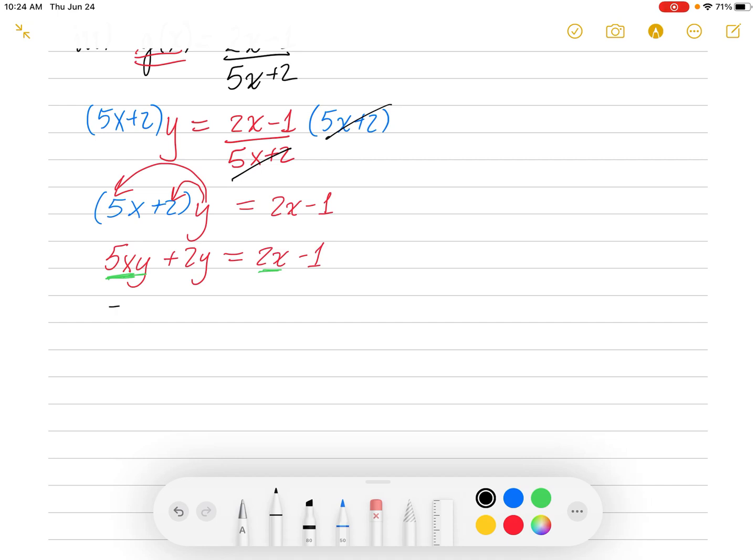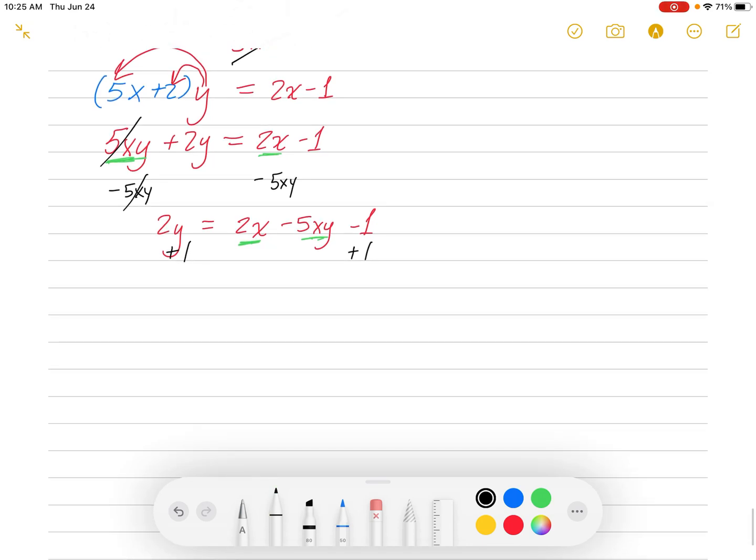So the idea is you want to get x all by itself, so that means you've got to get all the x's to one side. So what I'm going to do is get all the x's on the right side. If I want to get the x's on the right side, I want to subtract 5xy from both sides, because they all have x's. So I'm getting rid of the x's from the left. I'm getting all the x's on the right here. So here the 5xy and the minus 5xy cancel. I get 2y equals 2x minus 5xy minus 1.